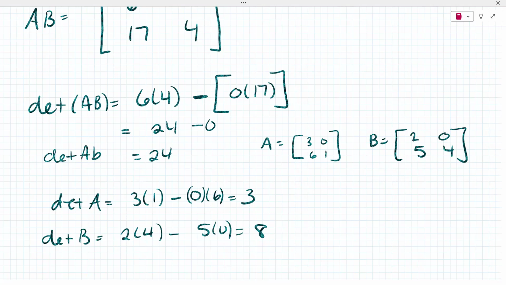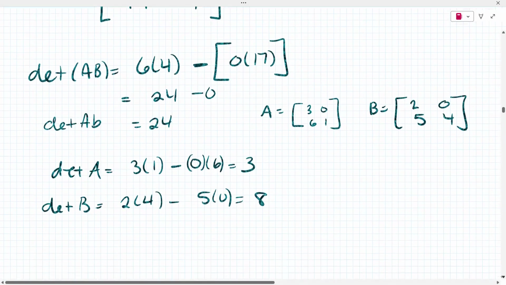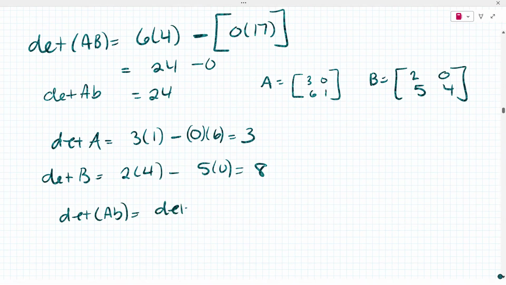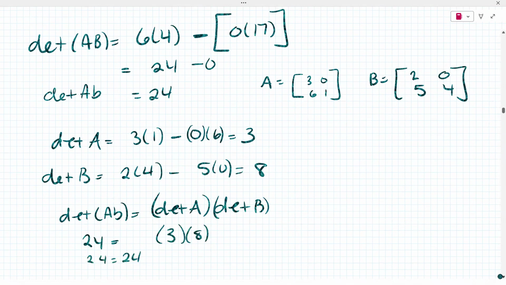So is that true? Does the determinant of AB equal the determinant of A times the determinant of B? I believe so, yeah, right? The determinant of AB was 24, the determinant of A was 3, and the determinant of B was 8. Yeah, 24 does equal 24. Okay.